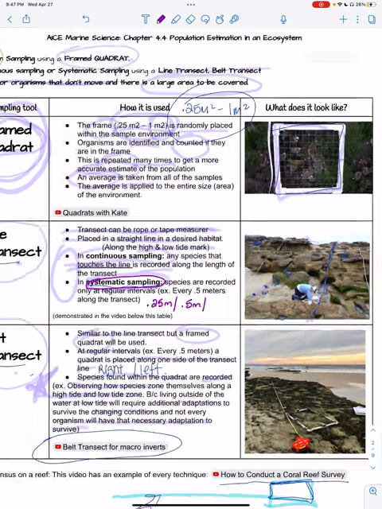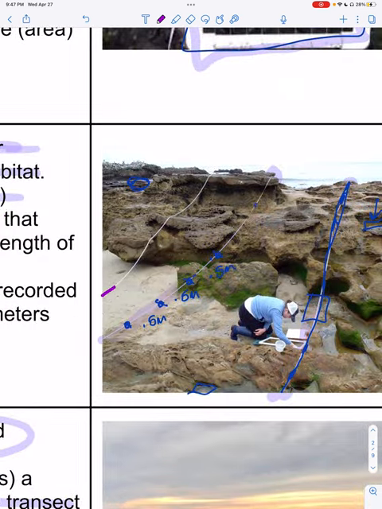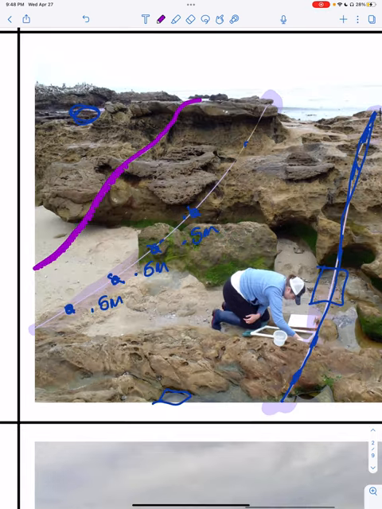Continuous sampling is if you used a line transect and you laid it out. This is a good way to actually identify zonation on a rocky shore. Organisms will zone themselves based on their tolerance, how much they can avoid predation and competition, and how much they can withstand desiccation, being dried out. Continuous is you go along this entire line and every organism that's touching the line, you count. You include how many you see, the relative size, and the type of species it is.